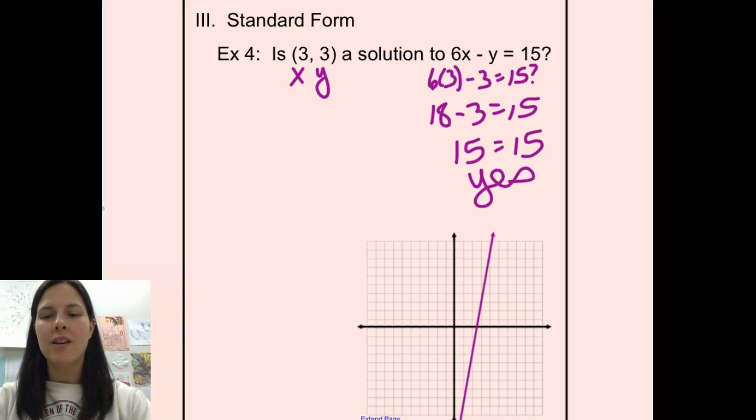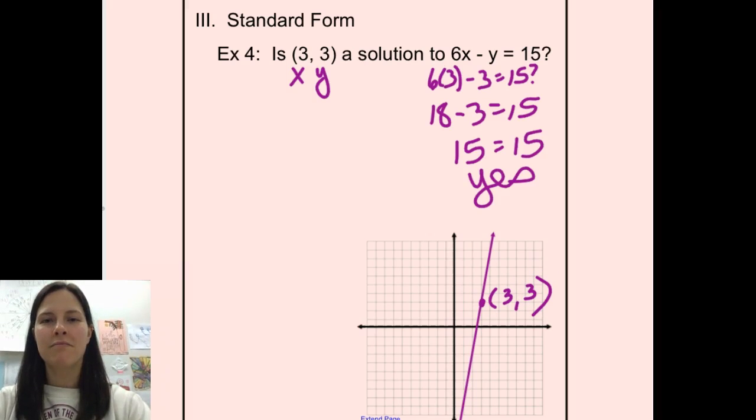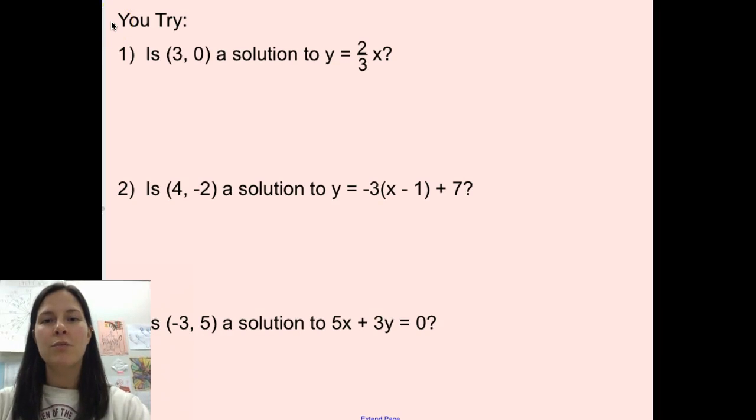Once again, we're going to find that right 3, up 3. And this time our ordered pair is on the line because it does make the equation true. You have 3 U-try questions, 1 in each form.